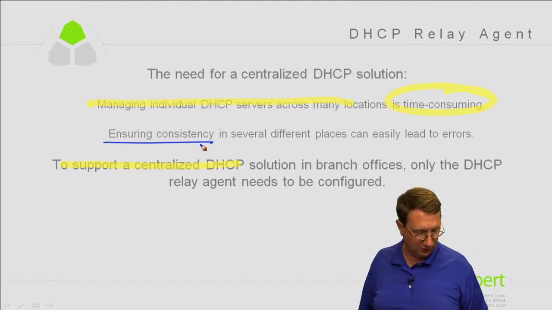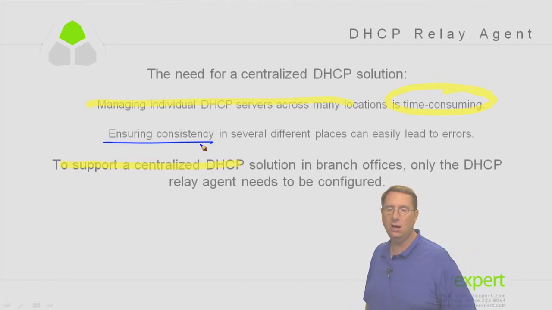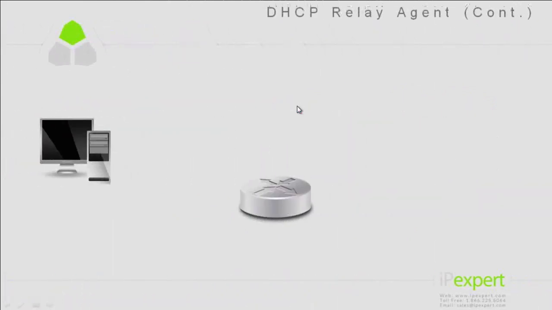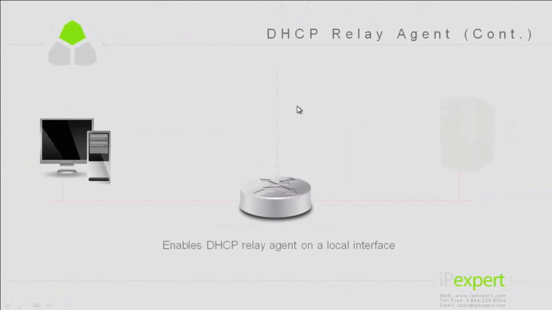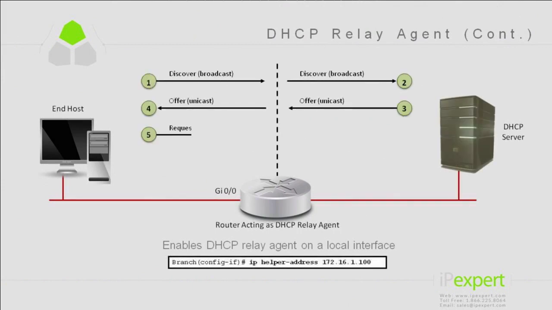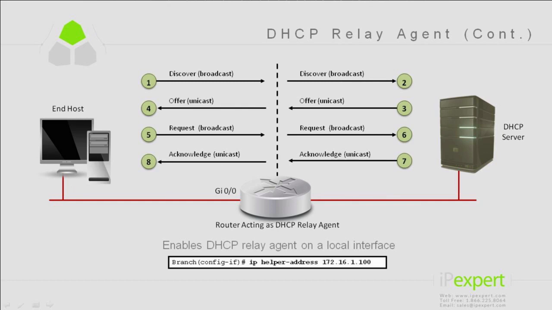Now, when we look at how this is going to be deployed, the idea of a relay agent, so only the DHCP relay agent needs to be configured. In other words, it's going to be a router in our infrastructure that knows how to get to the centralized repository of DHCP services. And the way that we're going to look at this is that we're going to enable a DHCP agent on the device, and the device is actually going to act as a middleman at this point.